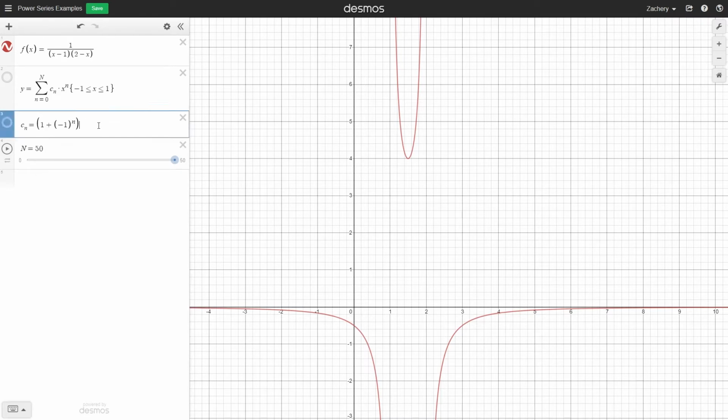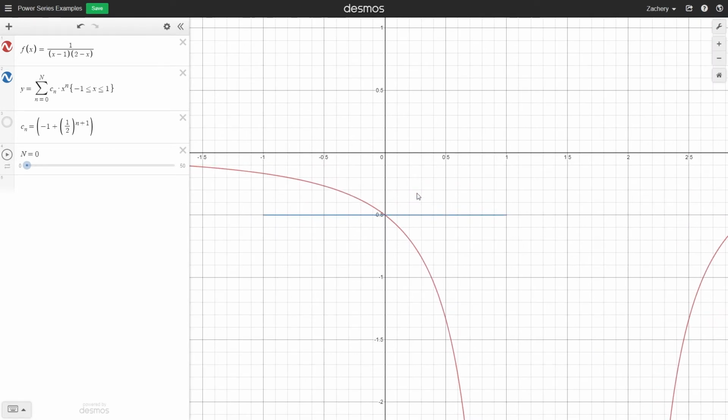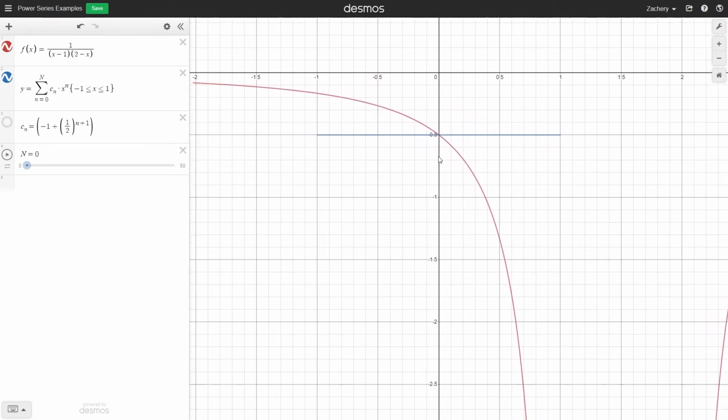So now c sub n is going to change to -1 plus 1/2 to the n plus 1 power. You have to be careful, Desmos doesn't like to make exponents with the sum, so you have to fiddle with it a little bit. So that should be it. Let's change n down to 0. Let's turn this back on. Okay, so here you can see that the blue section goes through the red curve.